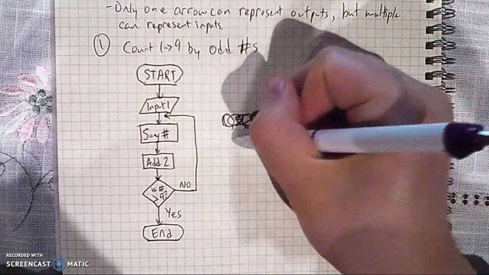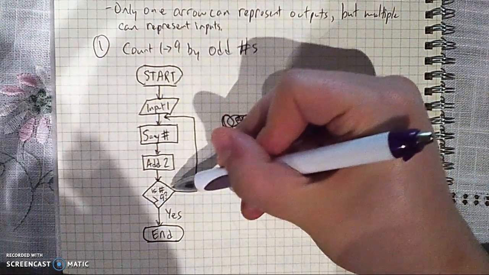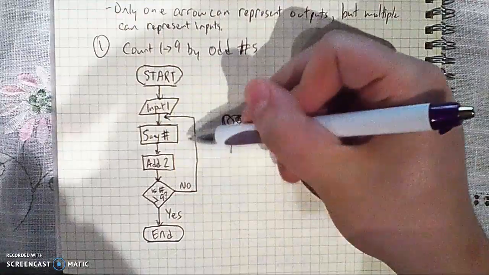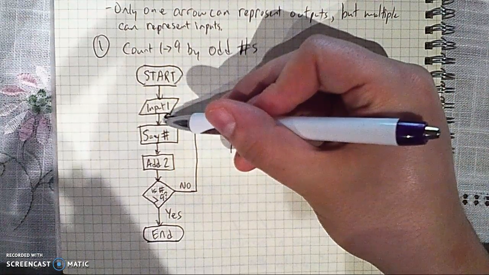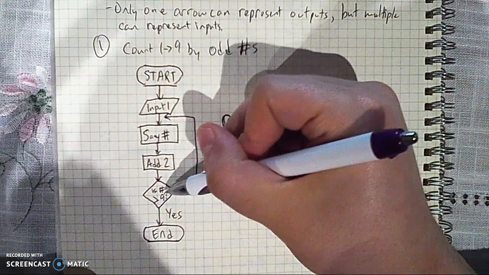It says the number. Okay, the number is 1. We add 2 to the number, so we're at 3. Is the number greater than 9? Nope. So it loops back. Says the number, we're at 3. Adds 2, we're at 5. Is the number greater than 9?